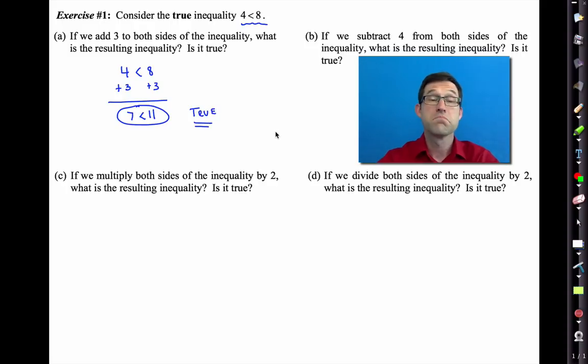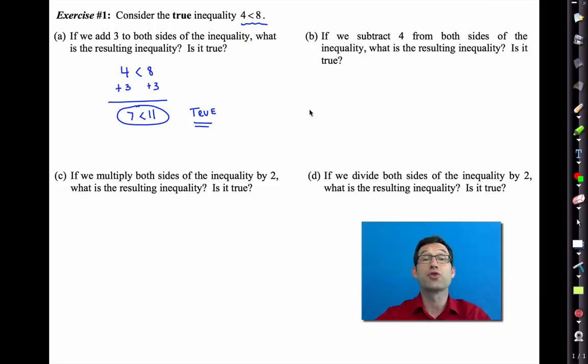All right. Maybe it won't work though if we subtract, right? So letter B says if we subtract 4 from both sides of the inequality, what is the resulting inequality, and is it true? All right, so we start with this true inequality. We subtract 4 from both sides, and we get 0 is less than 4. Well, that's also true.